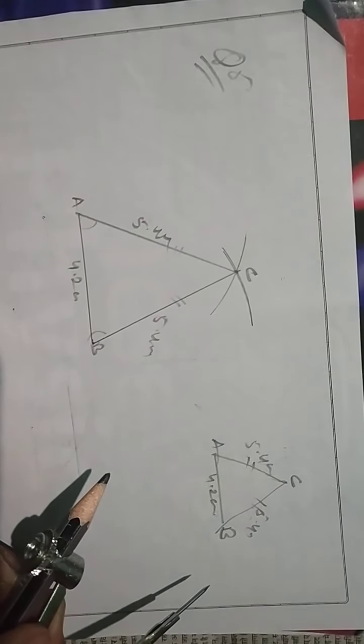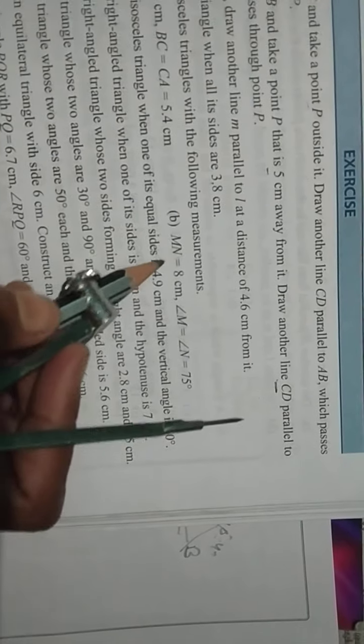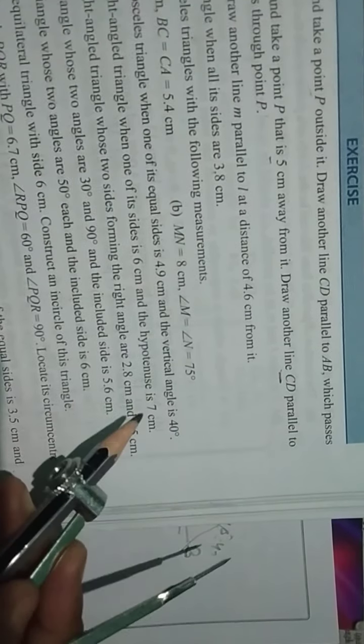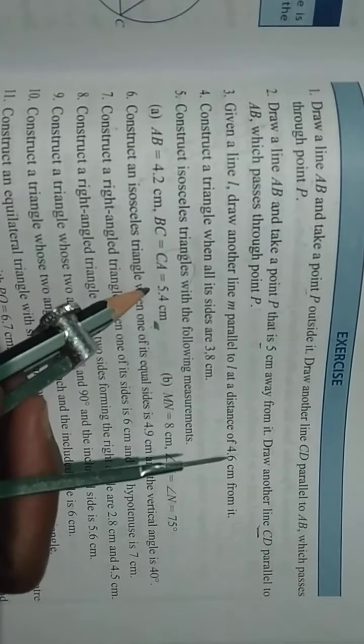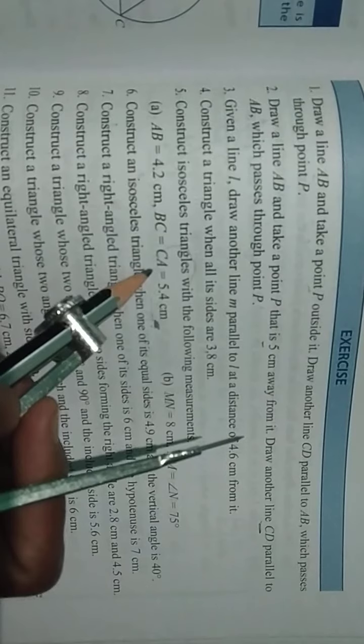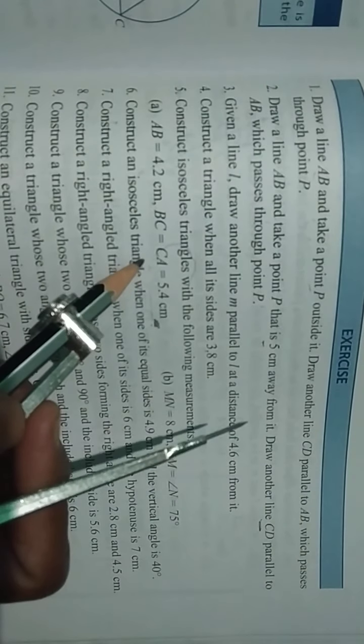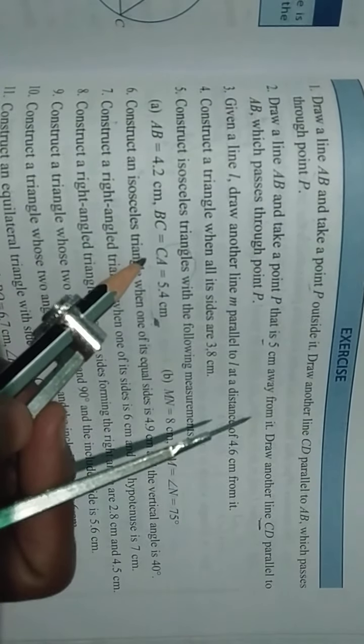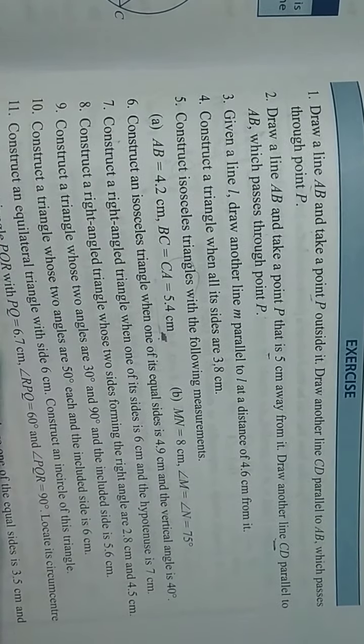Got it? Now question number 5B and 6, 7, 8 next day we will do. Till here, question number 5A, up to here you have to do in your notebook. Okay, properly. And use compass and scale properly. Got it? 1, 2, 3, 4, 5. Up to here you have to do.